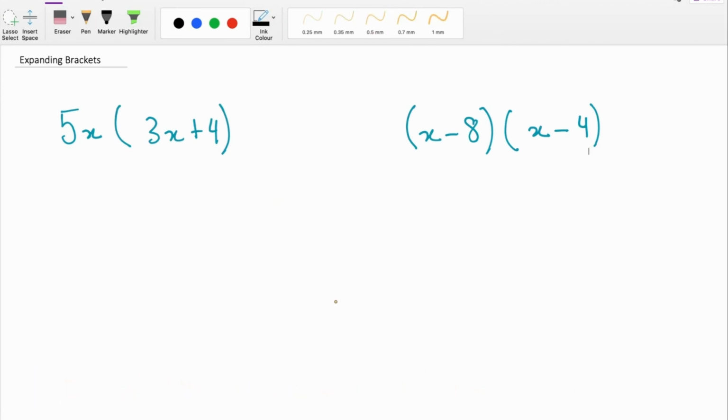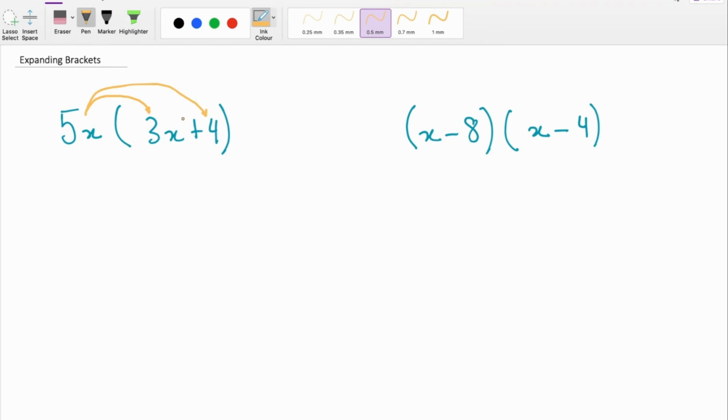Alright, hopefully you're able to give those an attempt. Let's go through these questions together. Starting with the first one on the left, this is our standard bracket expansion. We're going to use the same crab claw method. So, on the outside, we have a 5x. This is going to multiply with both terms inside the bracket. So 5x will multiply with 3x, and then 5x will multiply with plus 4.